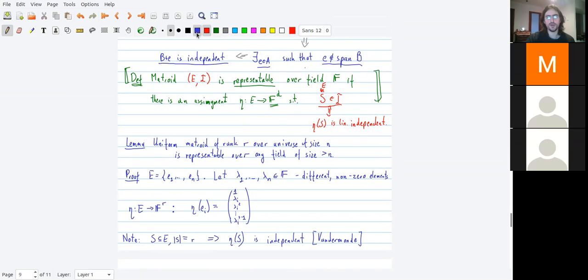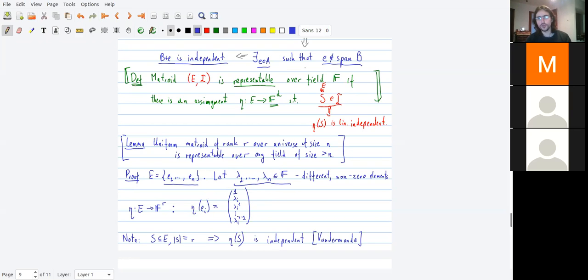I claim that a uniform matroid of rank R over a universe of size n is representable over any sufficiently large field, any field of size more than n. How do I make such a representation? I've got a universe E1 up to En, the elements of my universe. Let me take different non-zero elements of the field, lambda 1 up to lambda n, and associate E1 with lambda 1, E2 with lambda 2, and so on.